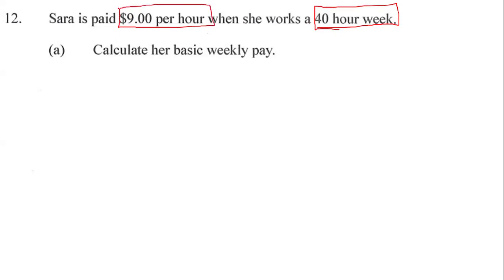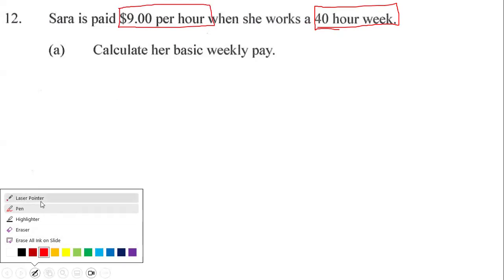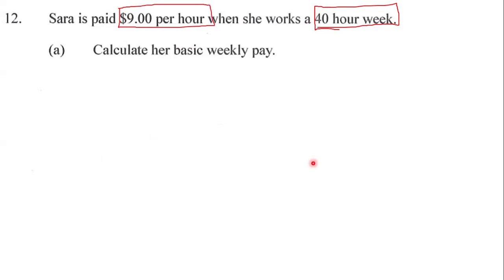So if she's paid $9 every hour and she works 40 hours, how are we going to figure out how much she got paid for the week? 9 times 40. And what shall I get when you multiply 9 times 40?